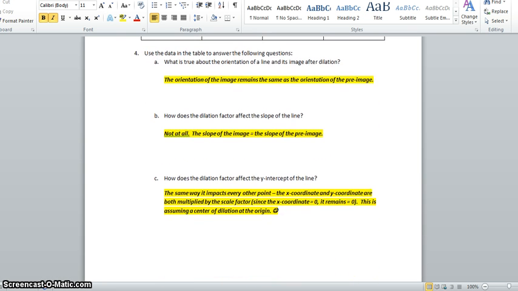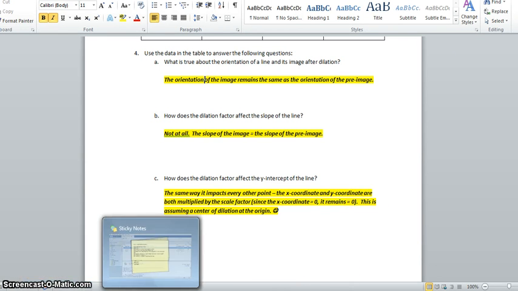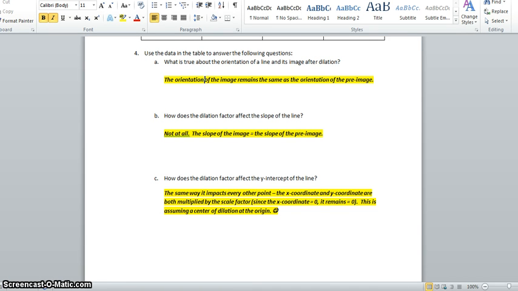How does the dilation factor affect the y-intercept? The same way it impacts every other point. The x-coordinate and y-coordinate are both multiplied by the scale factor. Since the x-coordinate is 0, it remains 0, so we're really just having to multiply the y-coordinate by the scale factor. This is assuming that we have our center of dilation at the origin. And that's all there is to it on this second sheet of this lab. Ta-da, fini.